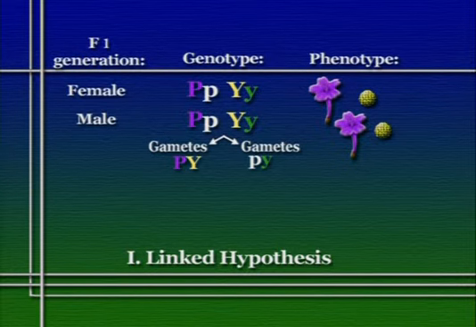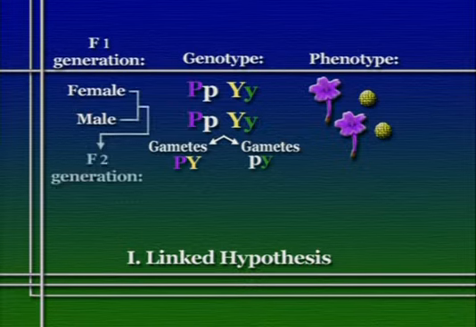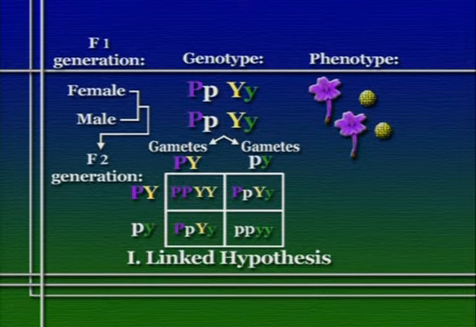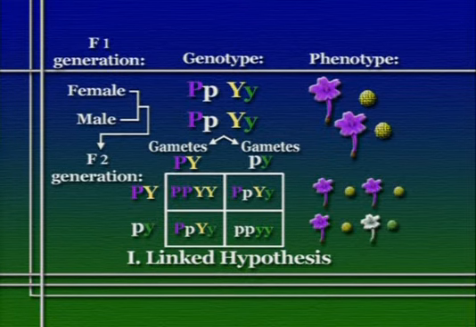Now, if this were the case, if the F1 individuals could only produce two kinds of gametes, then what we would expect in the F2 generation when we cross them would be pretty clear. We would have a four-celled Punnett square, as we did last time, that would yield only the same two phenotypes that we saw in the parental generation.